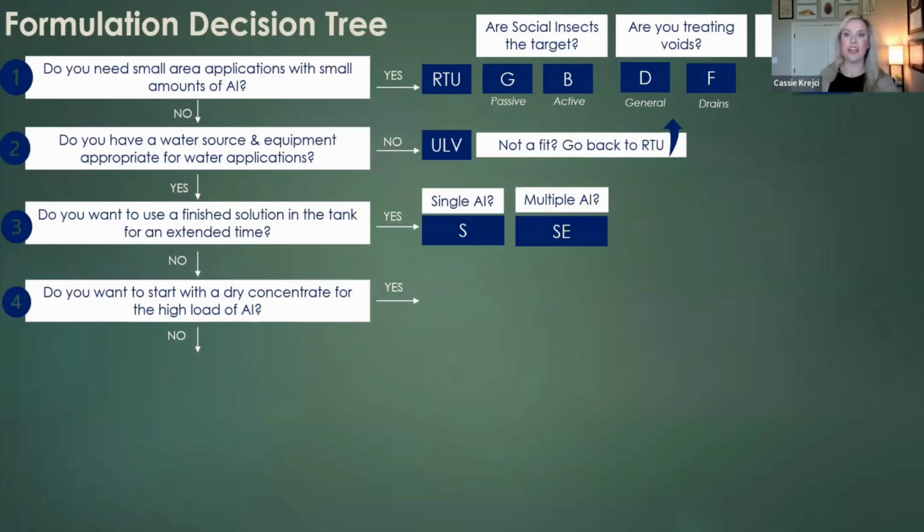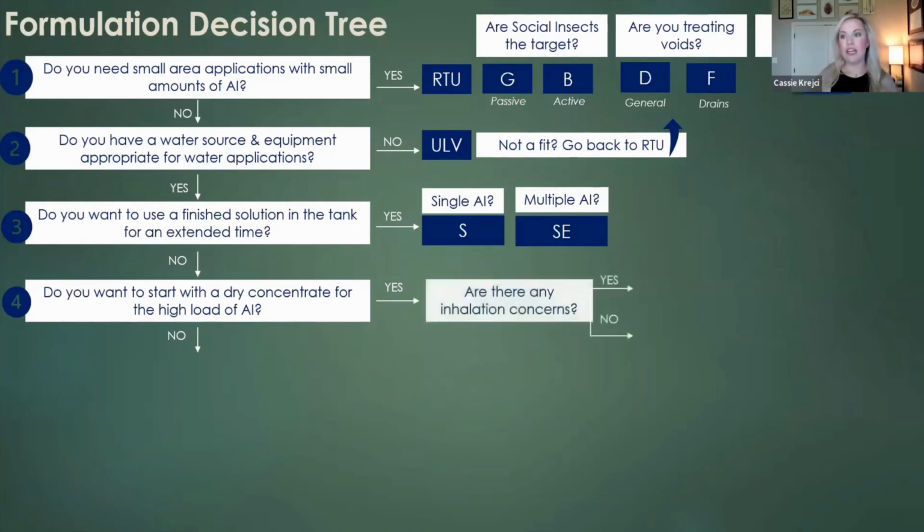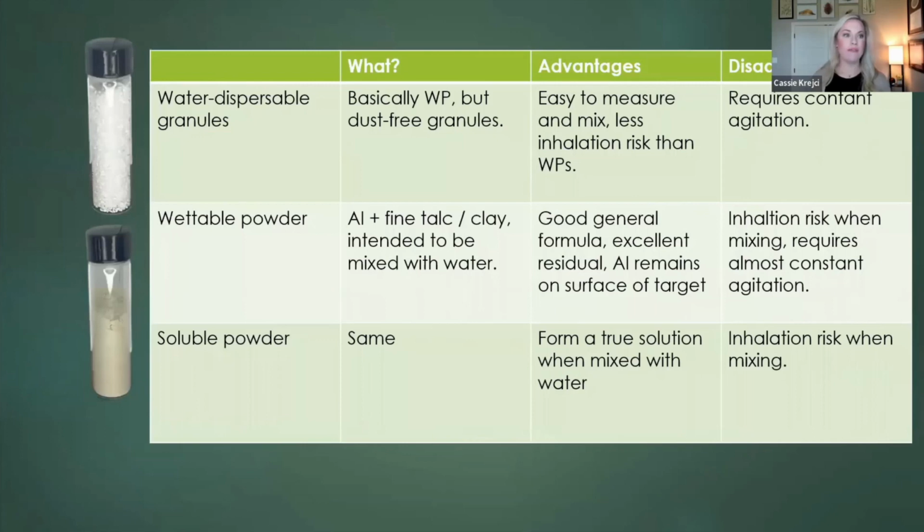Do you want to start the day with a dry concentrate for a higher load of active ingredient? Meaning, I might do a dry active ingredient. If the answer is yes, are there any inhalation concerns should be your next question. And that drives where you look for your next formulation. With inhalation concerns, we would stick to a WDG, and if not, a WP or a soluble powder. So how do those compare?